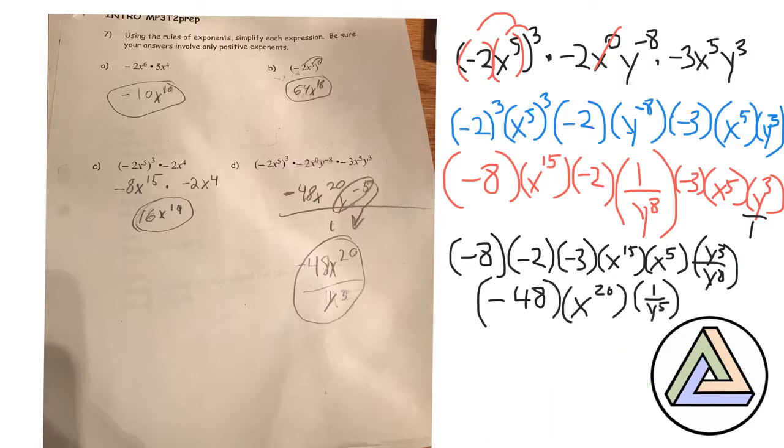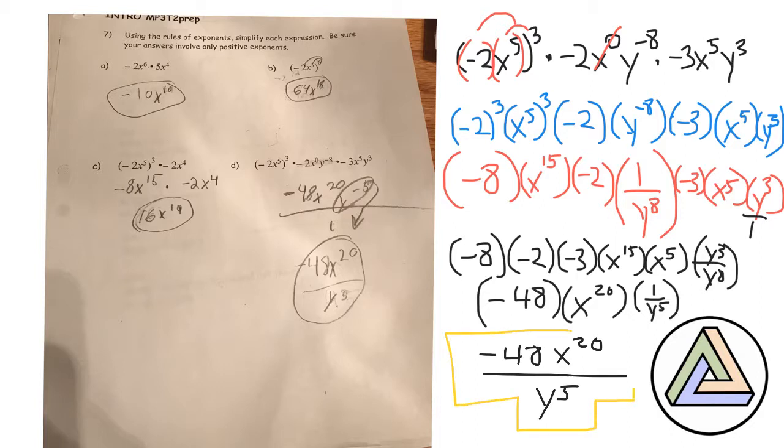Now, it is such that we might want to sort of rewrite the final answer in a more compact way, and that would be negative 48 times x to the 20th all over y to the 5th. That's a nice compact way of writing the final answer.